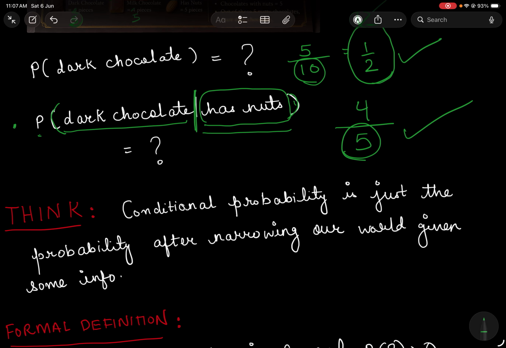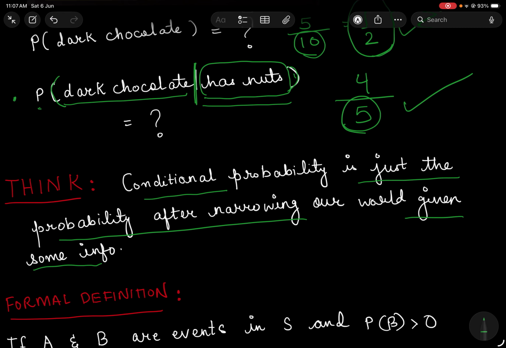This is a very good way of thinking. Think of it this way. Conditional probability is just the probability after narrowing our world given some information. And by our world, I mean the sample space. For any probability problem you solve, for any random experiment you're considering, your world is what you are interested in, and your world is the sample space. So this is all that I can get, right? And conditional probability means that you're narrowing your world. You have been given some certain information, you have to include that in your probability calculation.